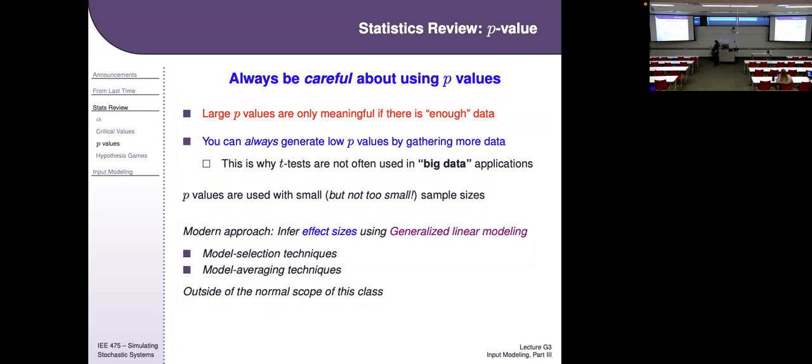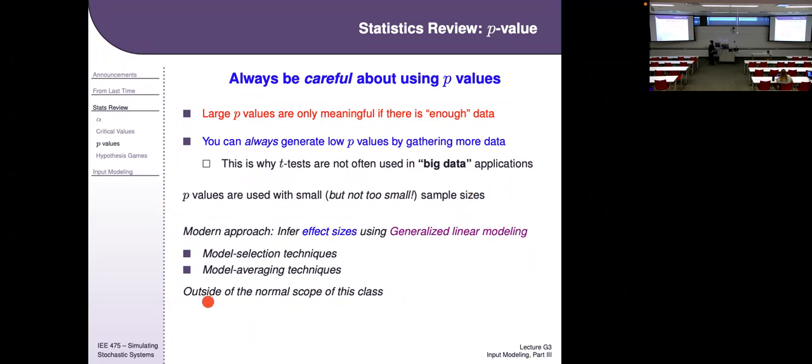And this is why simple t-tests and other hypothesis tests are often not used in big data applications, because they've got so much data that any hypothesis you test, they'll be able to say, sorry, this is the real world. It does not match that simplistic hypothesis of yours. And so they have to come up with other ways to think about those data. So yes, try to use p-values with small but not too small sample sizes.